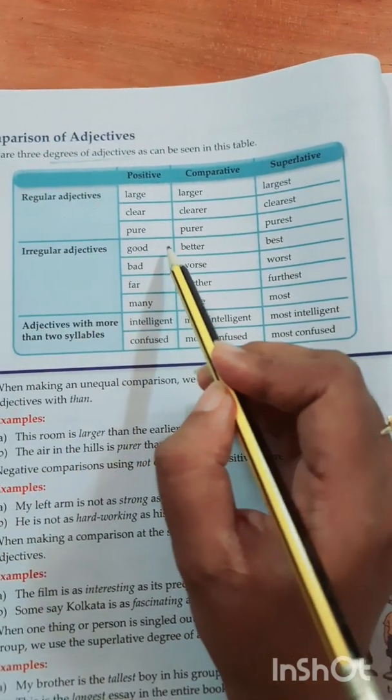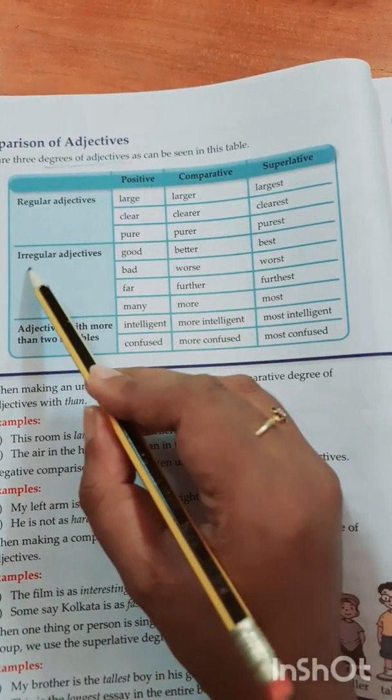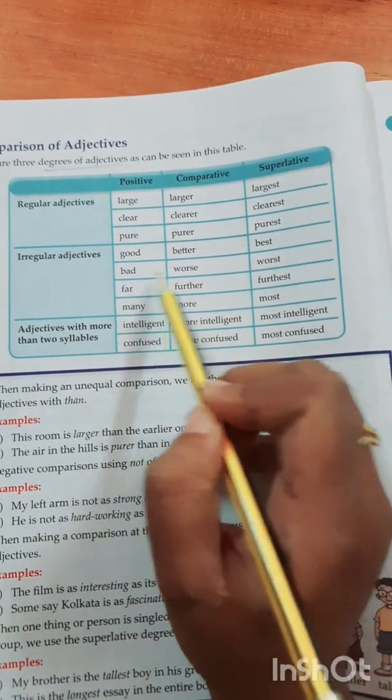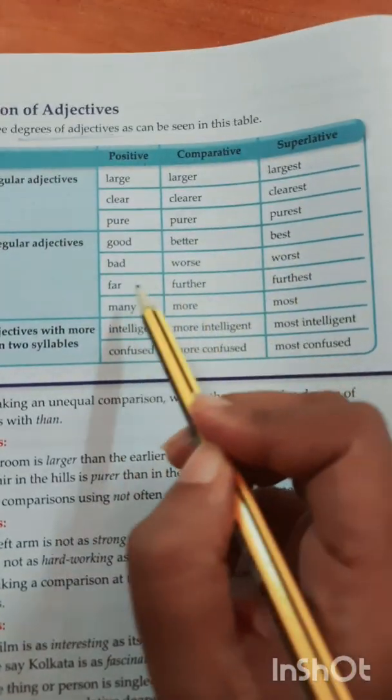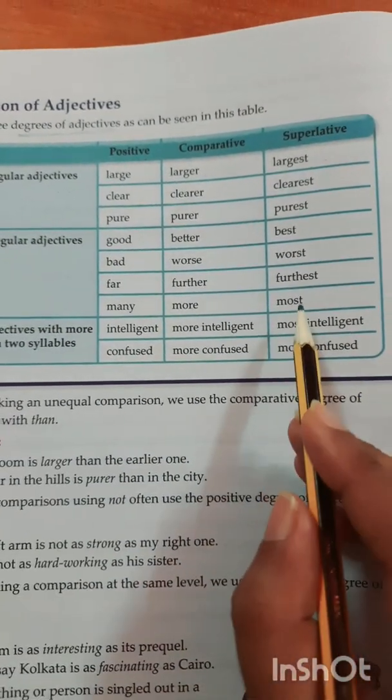But here, if you change the entire spelling, right? So that's why irregular adjective. Good, better, best. Bad, worse, worst. Far, further, furthest. Many, more, most.